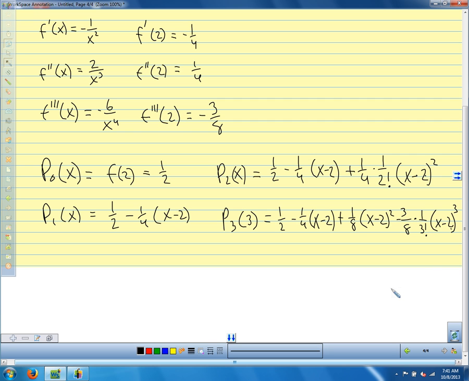Now what if we wanted to approximate 1 over 2.8? 2.8 is kind of close to 2. Could we come up with a better series to approximate something like 1 over 2.8?